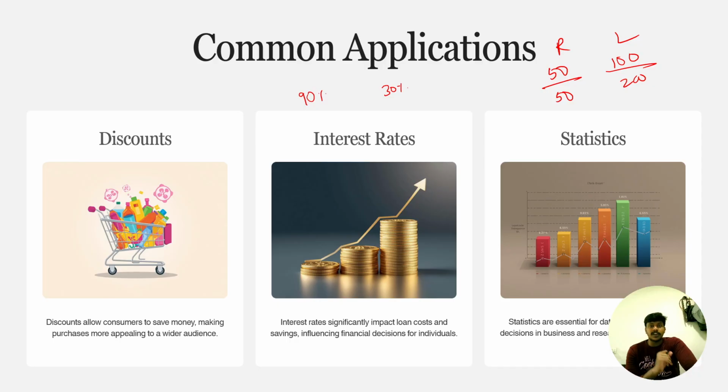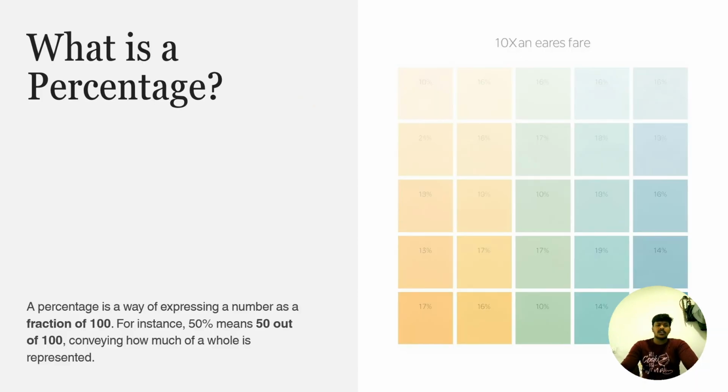So to compare the values, to find out the interest values, to understand discounts, to do the experiments, for all these, we are going to need percentages. That's the main advantage here. So that is the same thing I have given you. So what is meant by percentage here? A percentage is a way of expressing a number as a fraction of 100.